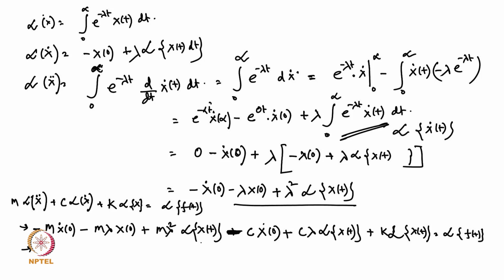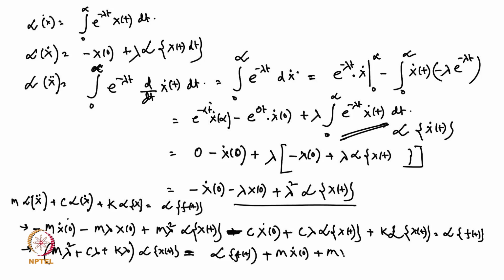If I take the Laplace of x of t out, what can I write? m lambda square plus c lambda plus k, times the Laplace of x of t, should be equal to the Laplace of f of t, and these all go to that side: plus m x dot 0 plus m lambda x0 plus c x0. And I will get what is my Laplace transformation.